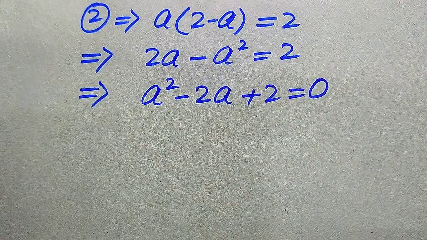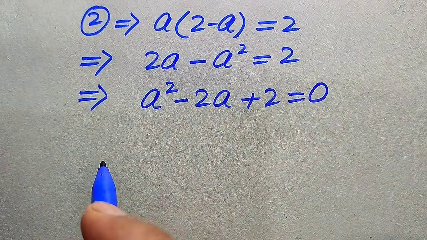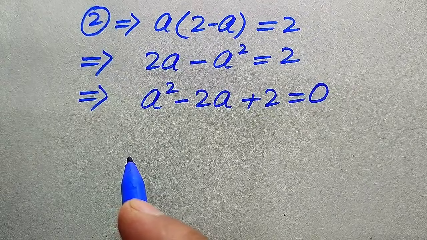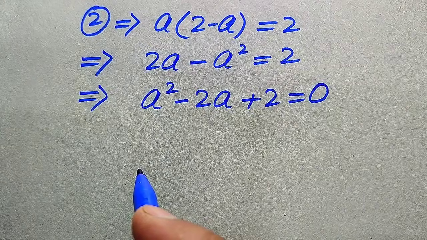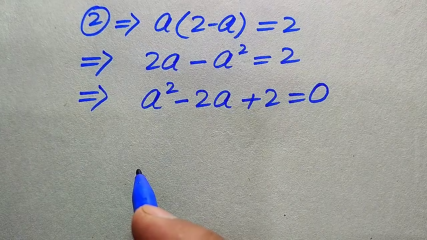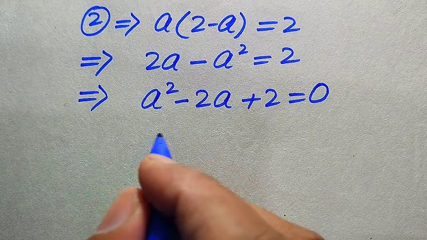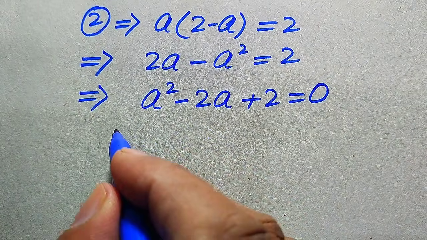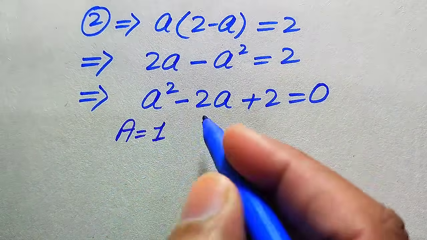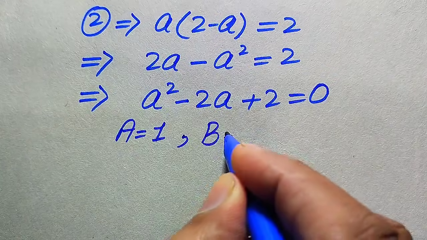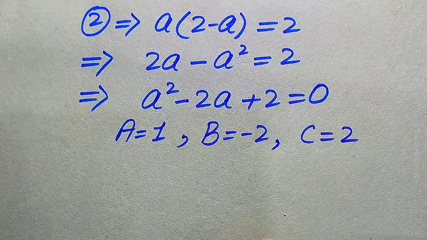And further you see here this equation becomes a quadratic equation in a variable, and you know that there are three methods to solve the quadratic equation. The first method is the factorization method, the second one is the completing square method, and the third one is by applying the quadratic formula. So here we apply the quadratic formula to solve this problem. So first we write the coefficients of this equation, and its coefficients are a = 1, b = -2, and c = +2.